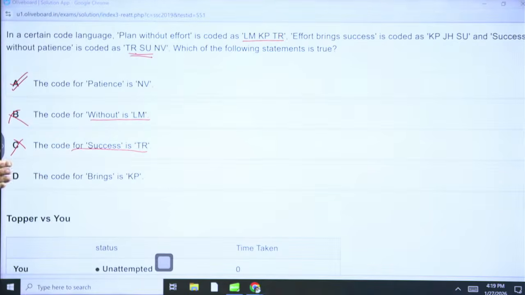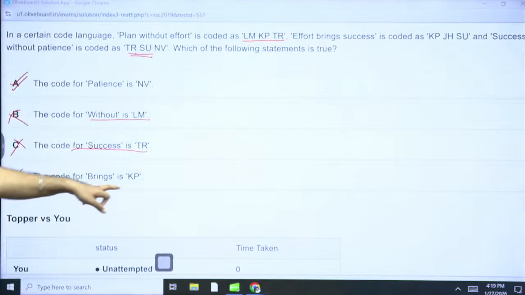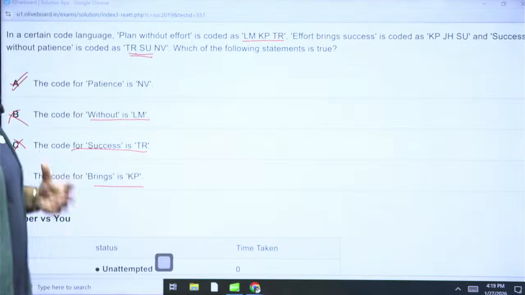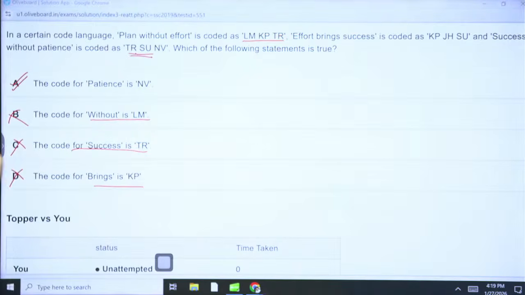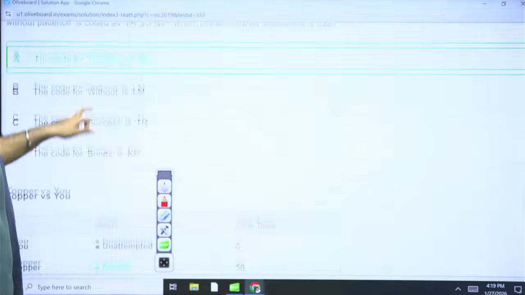I'm just trying to teach you how to eliminate in these cases. Brings for KP. KP is here, brings is not here. So again, this is not the correct answer. Got it? Look for options which might not be matching. If they are matching everywhere, that is your correct answer. So option A is the right answer. This is still better than finding the code for each letter here.